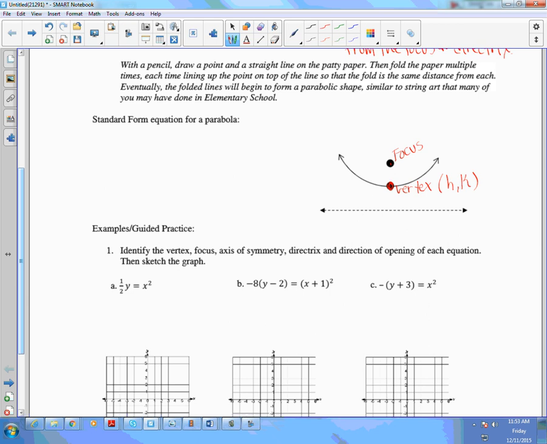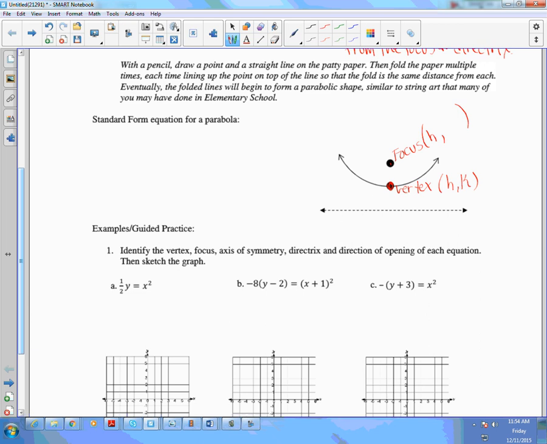The focus, if you notice, is straight above the vertex. Okay? So left and right doesn't change at all. So it has the same x value. The focus has the same x value as the vertex. I'm going to put an H there. Because it doesn't change left and right when we have a concave up or a concave down problem.